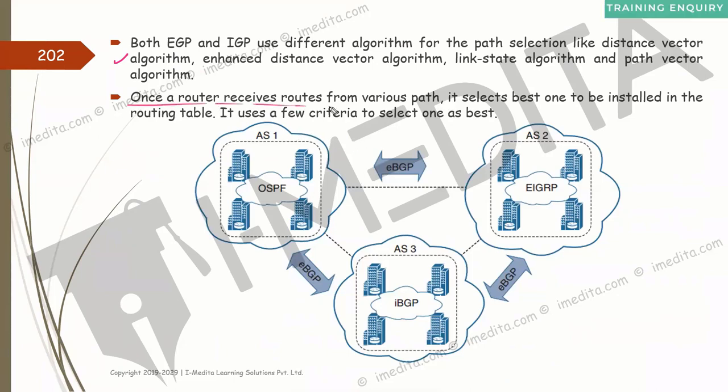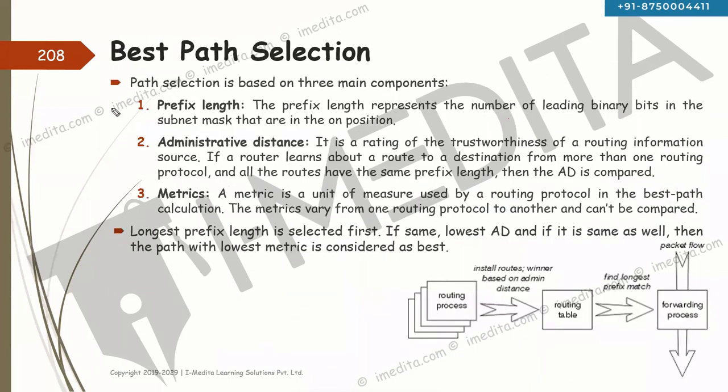So when a router receives a route from various paths, it will select the best path and install that path in the routing table. That best path will be used to route the packet from one network to another network within the autonomous system and in between the autonomous systems. It uses a few criteria to decide which path is the best path to install in the routing table. We will talk about that later on as well.